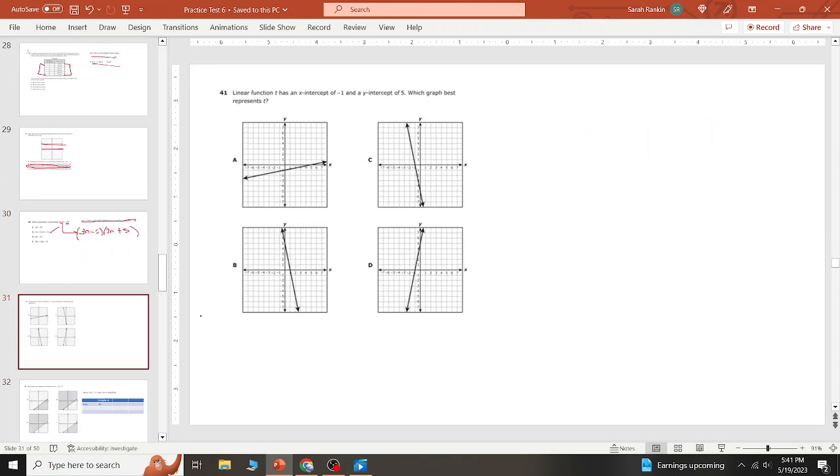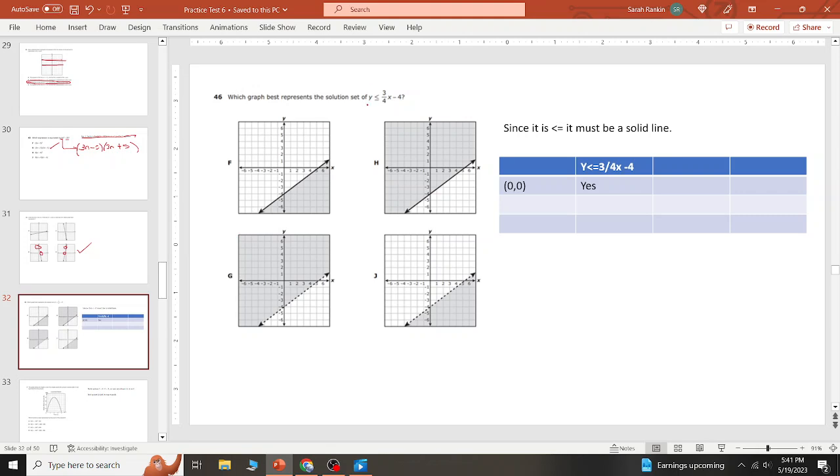All right, the linear function t has an x-intercept of -1 and a y-intercept of 5. Okay, so it's got intercepts. There's our y-intercept of 5, but our x-intercept is 1 on this one. There's our y-intercept of 5 and our x-intercept of -1. So there we go.